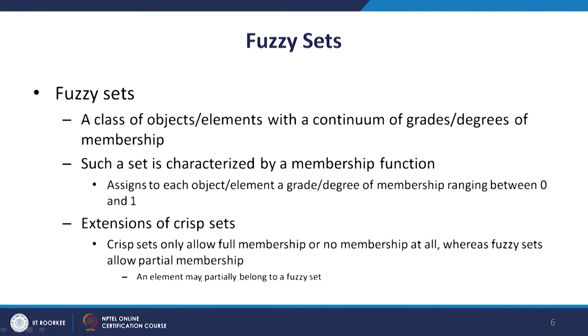Now, such a set is characterized by a membership function, as we have talked about. It assigns to each object or element a degree or grade of membership ranging between 0 and 1. So, 0 means does not belong, 1 means complete membership, and any value in between 0 and 1 indicates that partial membership is there.